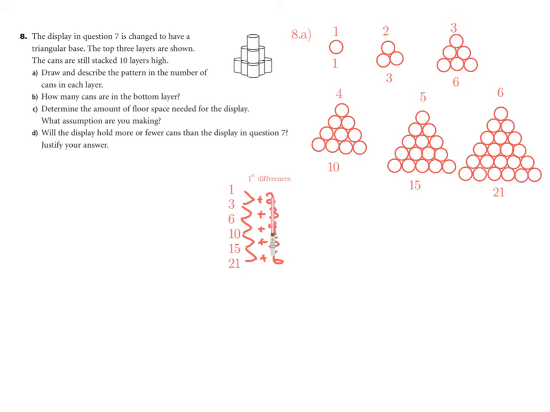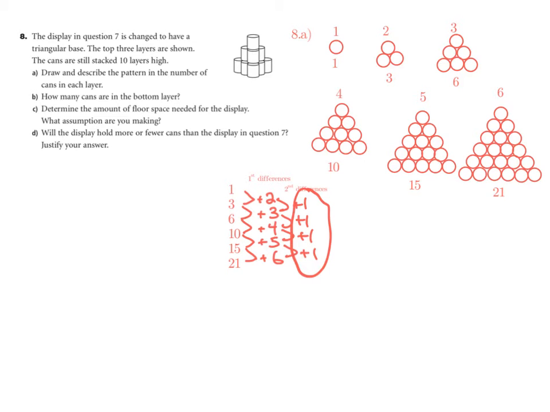These are called the first differences. If these are not the same, and 2, 3, 4, 5, 6 are all different, that means our pattern is not linear. But let's look at the second differences. If you subtract 2 from 3 and 3 from 4, this is just plus 1, plus 1, plus 1, plus 1. These are all the same. So that suggests that we have a quadratic pattern.